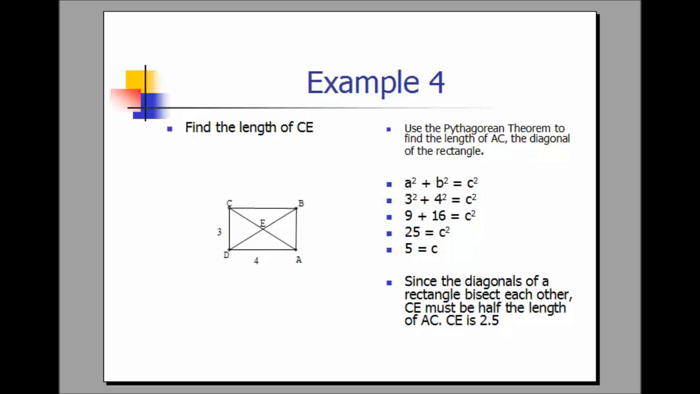However, we're only asked for CE. Recall the fact that the diagonals of a rectangle bisect each other. Hence, the diagonal DB cuts AC in half. CE will be equal to AE. Because the full diagonal is 5, half of that diagonal, or CE, must be half of 5, which is 2.5.